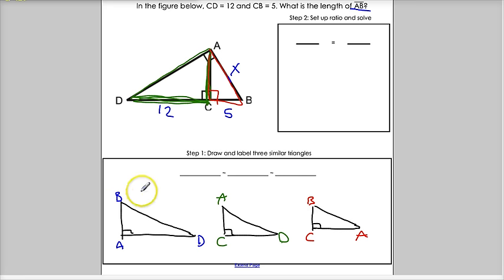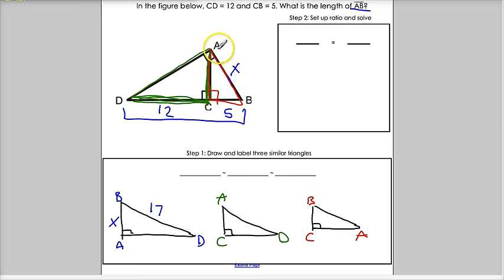Well, what do we know? BA is X. AD, we don't know. And BD, which is right here, is the whole thing, so we can add those together and we get 17. That's 12 plus 5. Just those two parts add up together. Okay, so that's our triangle 1. Looks good. I like it. Let's keep rocking and rolling.